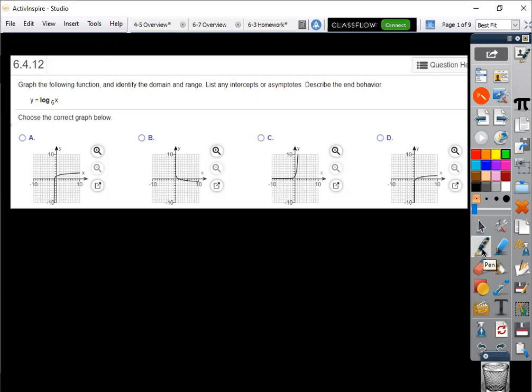What I would remind you of is a log is an inverse function of an exponential. So like this exponential would be like your 6 to the x graph, and then log base 6 of x is the inverse of that. It's what undoes the exponent being x. These are inverse of each other.